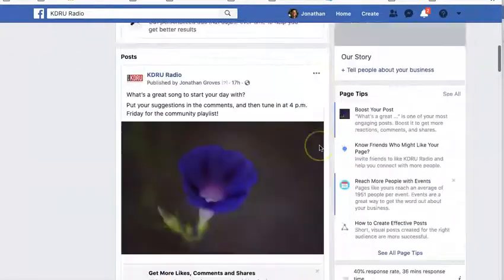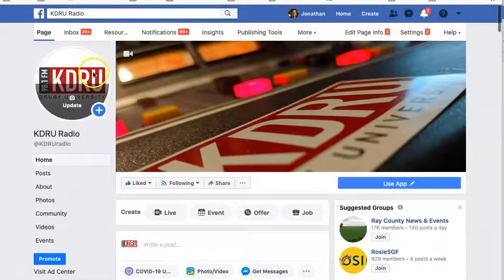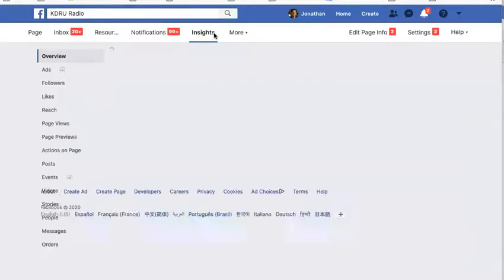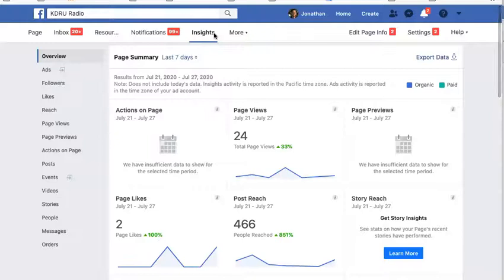Okay, so let's take a look at the analytics. So let's go back to the page. To find the analytics on the page, notice Facebook's user interface is not very intuitive or easy to use. You really have to know where to find stuff. So the thing that we want is we want insights, okay? And the insights are basically their analytics product.